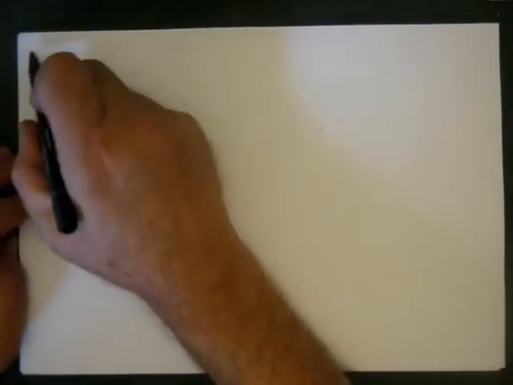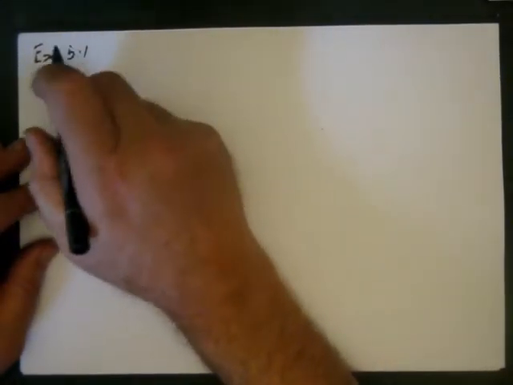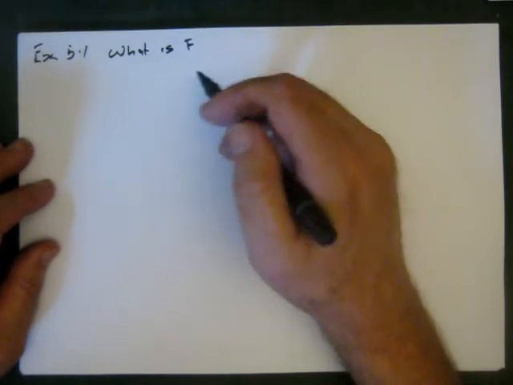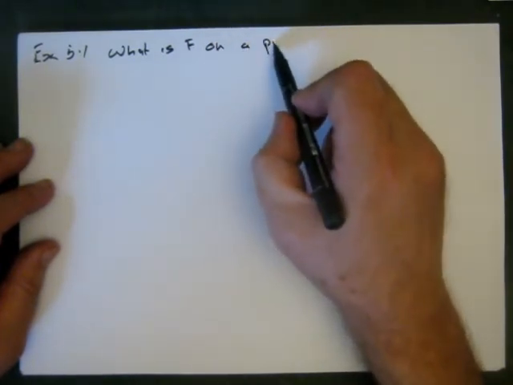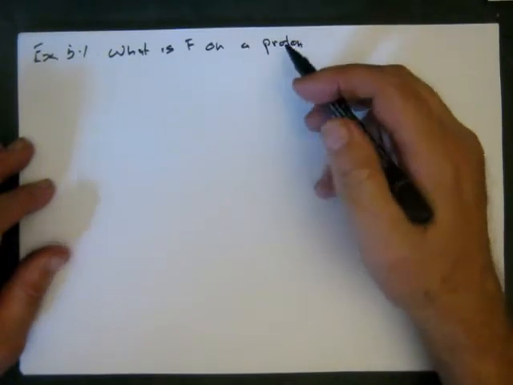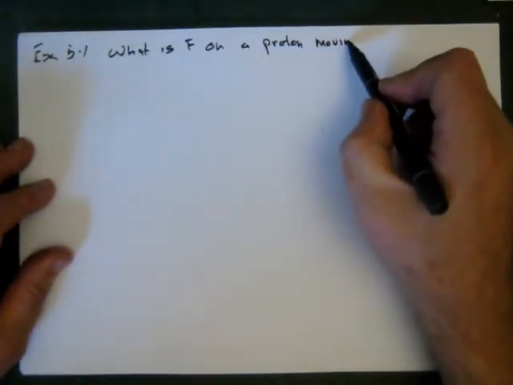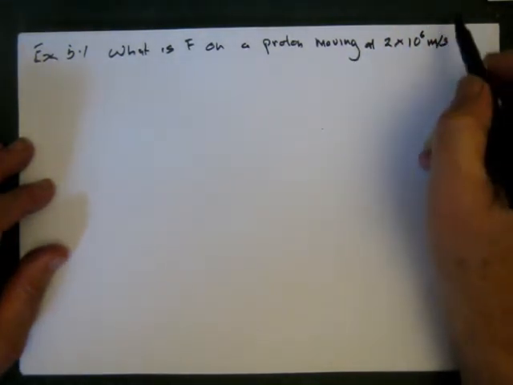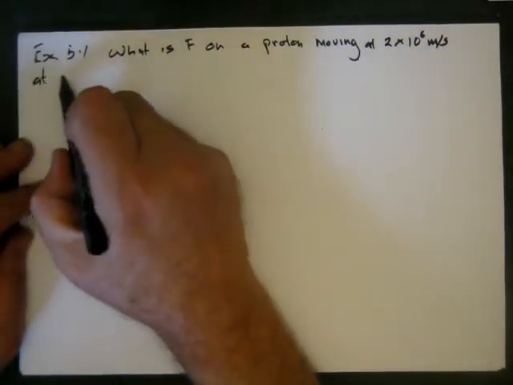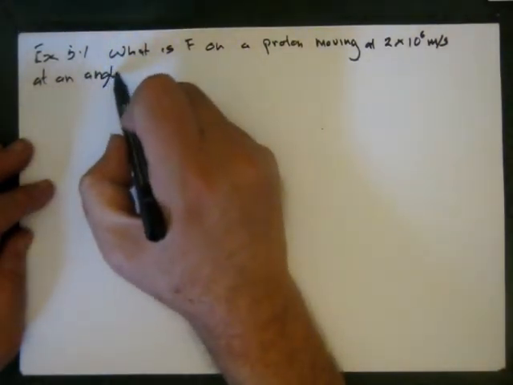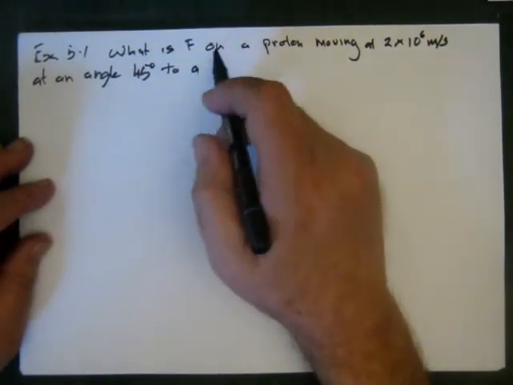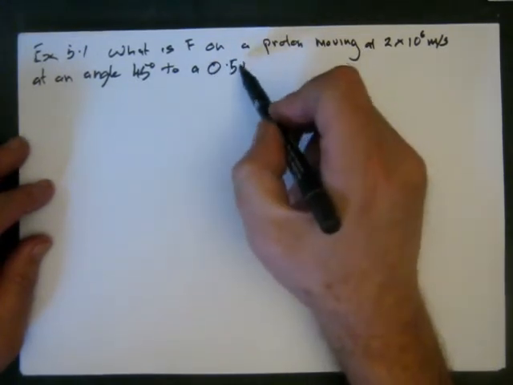So let's actually do a couple of exercises. Exercise 5.1. What is the force F on a proton moving at 2 times 10 to the 6 meters per second, at an angle of 45 degrees to a 0.5 Tesla field?